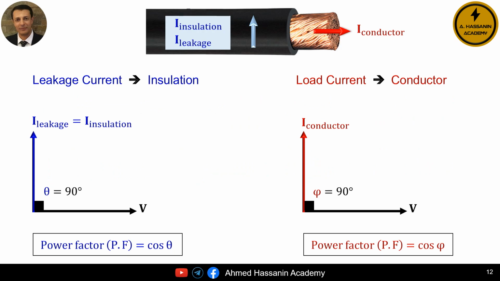The first one is the current flowing through the conductor, and the angle between this current and the voltage is the angle phi, also known as the phase angle phi. The second one is the current flowing through the insulating material, or what we call the leakage current, and the angle between the insulation current, or leakage current, and the voltage is the angle theta.